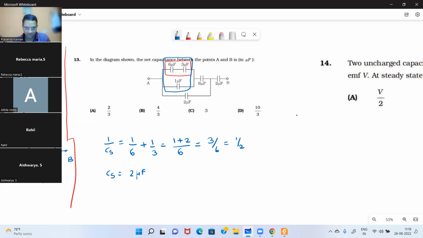Parallel. I guess what you can do is keep your mics open so that you can interact freely. We will avoid that delay. Yes, sir. Okay, great. So 2 microfarad and 1 microfarad are in parallel. So what will be the effective capacitance?